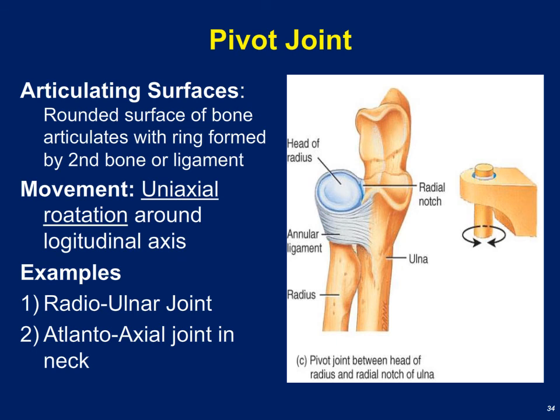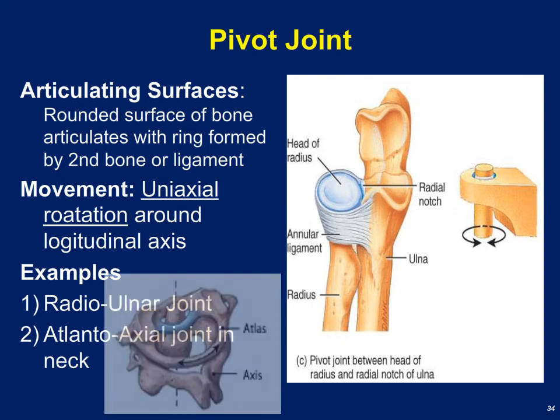Another type of joint is something called a pivot joint. Here we have a rounded surface of a bone that is articulating with a ring that's usually formed by connective tissue or ligament. And so the movement here allows for uniaxial rotation around a longitudinal axis. And the examples that we have are the radial ulnar joint, that is the joint between the radius and ulna that allows supination and pronation, and also the atlantoaxial joint.